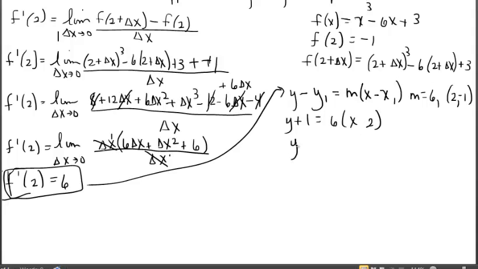And it's just fine to move the 1 over and solve for y. Of course, you could leave it this way, and that's perfectly fine too. No need to distribute. That is, in fact, the equation of the tangent line to the curve at the point 2, negative 1. Okay, so that's how we can find equations of tangent lines.